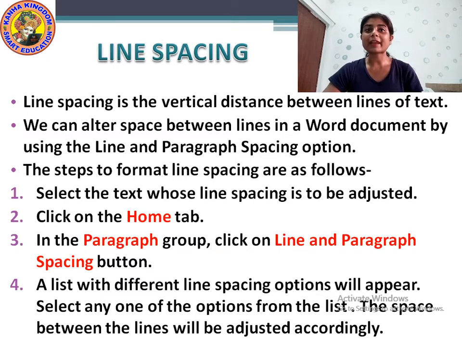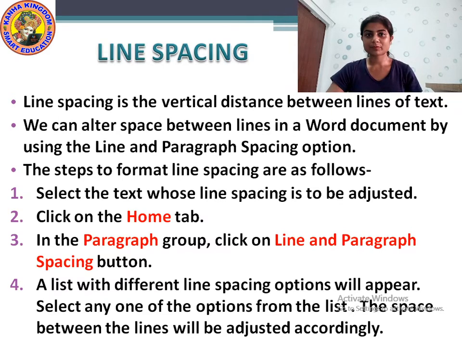And after that, the Home tab is separated into different groups. You will choose the paragraph group and you will click on the line and paragraph spacing button. Where will you click? You will click on the line and paragraph spacing button. Okay. Then the fourth point: a list with different line spacing options will appear. You can select any one of the options from the list.